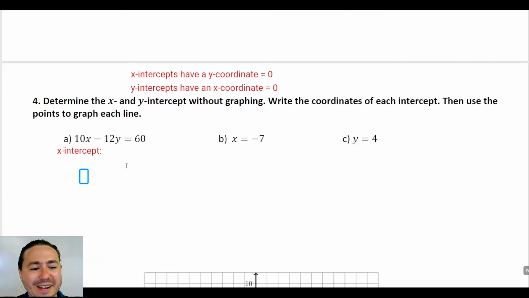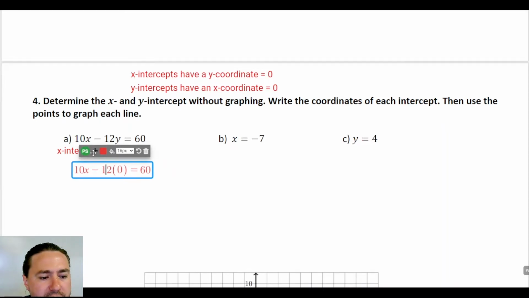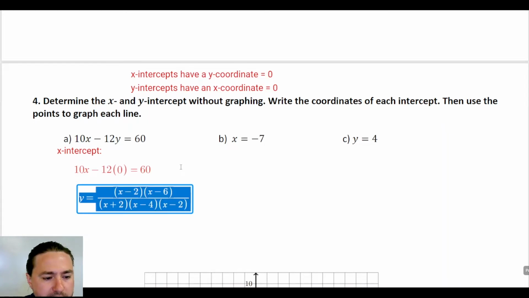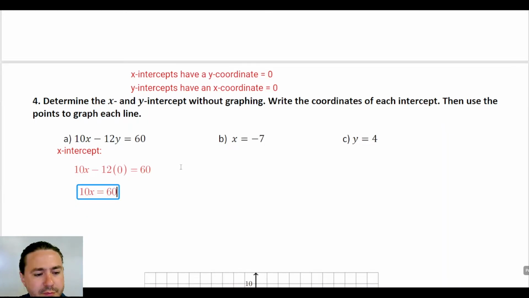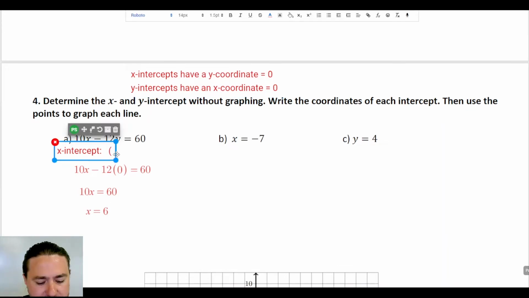So we'll have 10x minus 12 times 0 equals 60. To get x here, 12 times 0 is just going to be 0, so we'll just have 10x equals 60. Dividing both sides by 10 results in x equals 6. So our x-intercept here is going to be 6, comma 0.